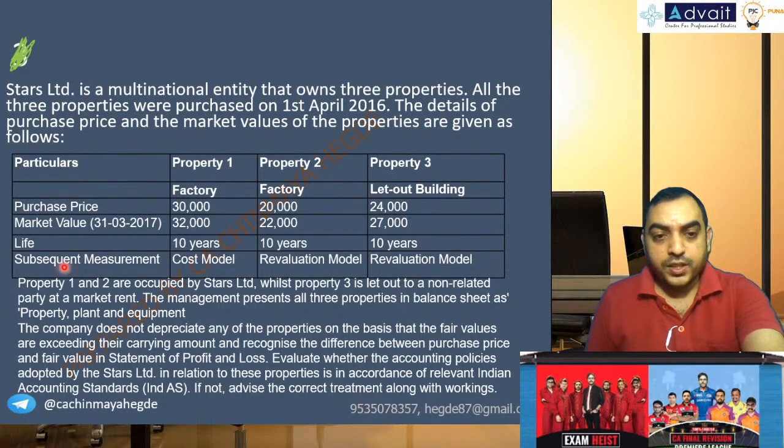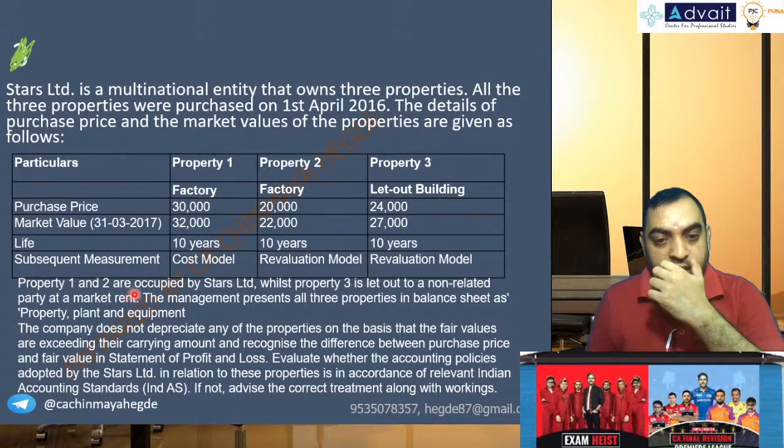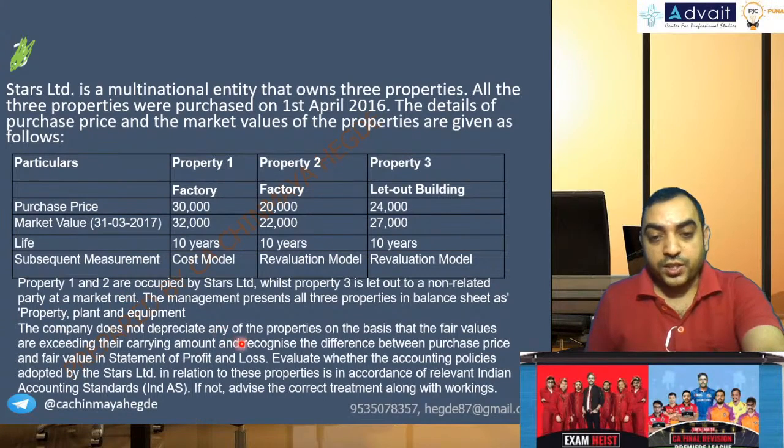Factory, let-out building, subsequent measurement: cost model, revaluation model, cost model. Property 1 and 2 are occupied by Star Limited, while 3 is let out to a non-related party at market rent. The management presents all three properties in the balance sheet as property, plant and equipment. The company does not depreciate any of the properties on the basis that the fair value is exceeding their carrying amount, and recognizes the difference between purchase price and fair value in the statement of profit and loss.